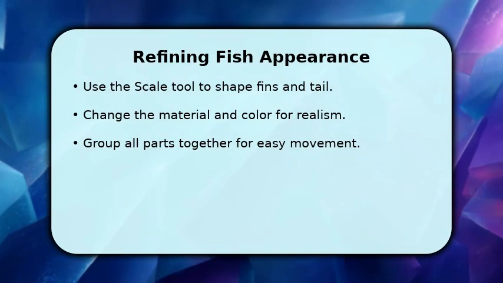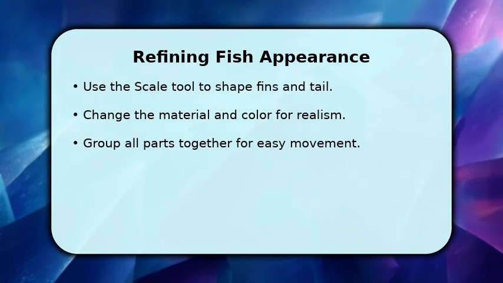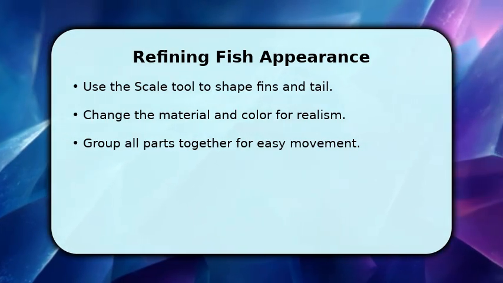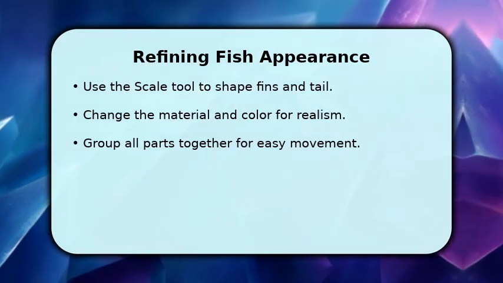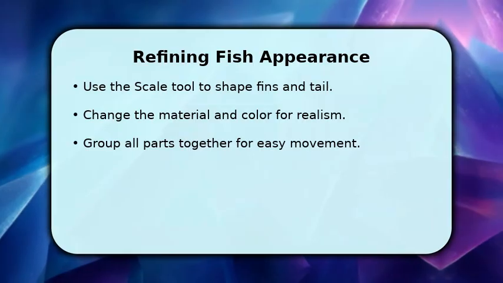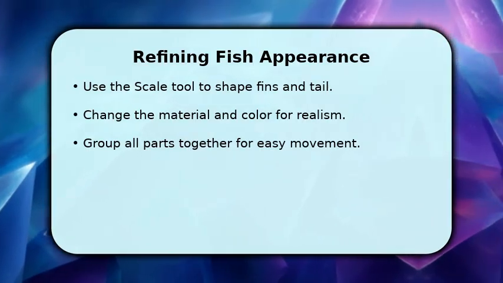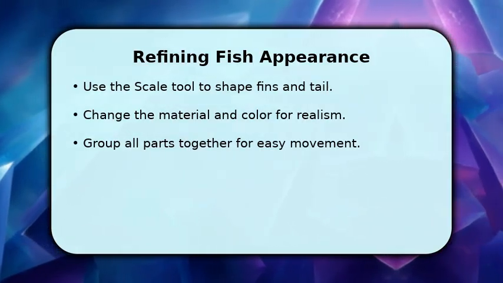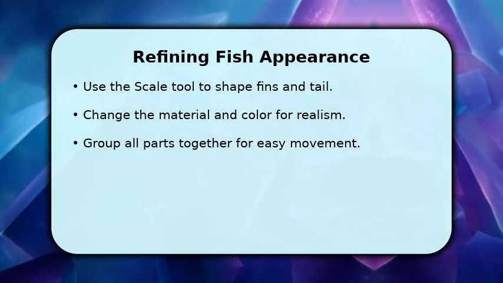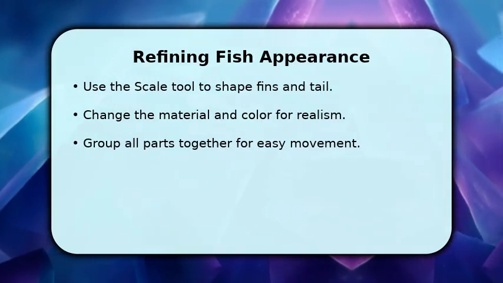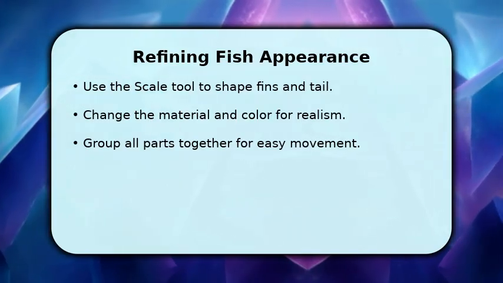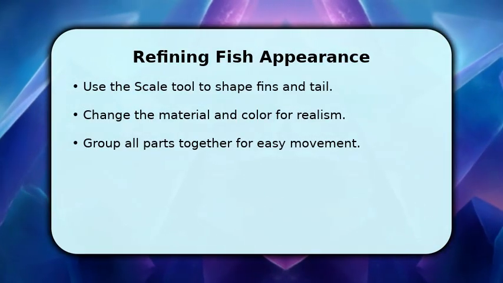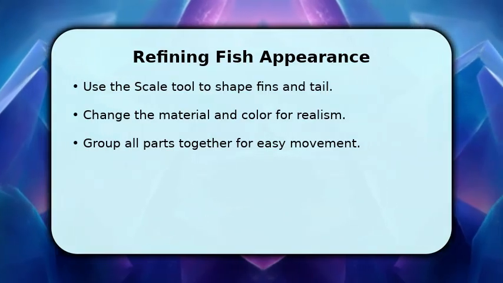Now that you have the basic parts, let's refine their appearance. Use the scale tool to carefully shape the duplicated parts into realistic fins and a tail. Experiment with different sizes and angles. Next, change the material and color of each part to make your fish look more vibrant and lifelike. Finally, group all the individual parts together. This makes it much easier to move and manipulate your entire fish model as one object.